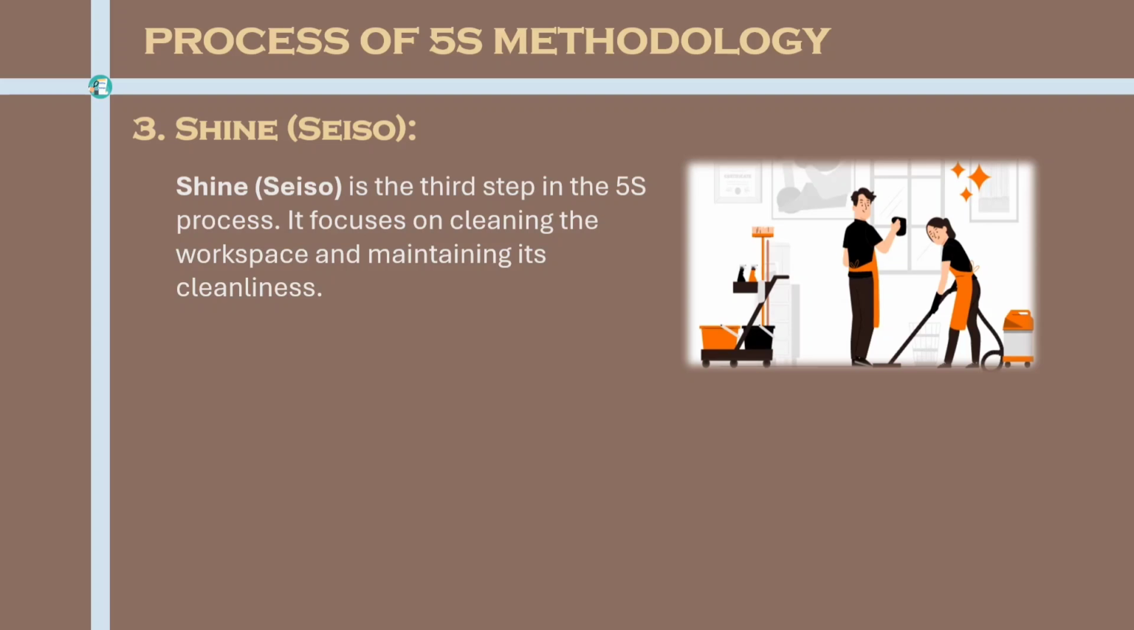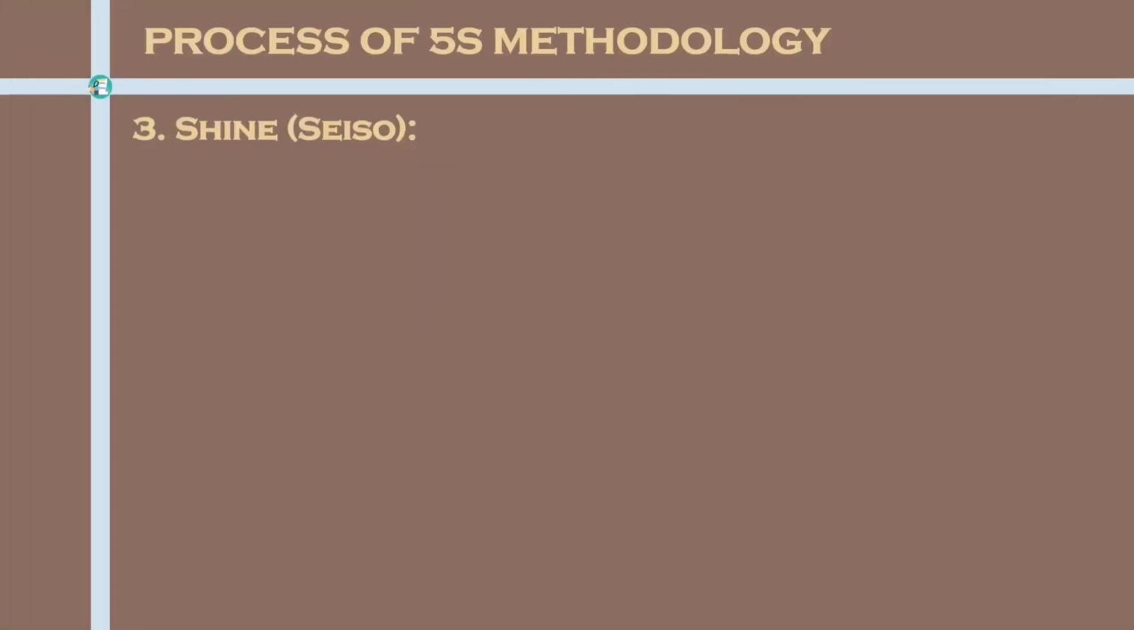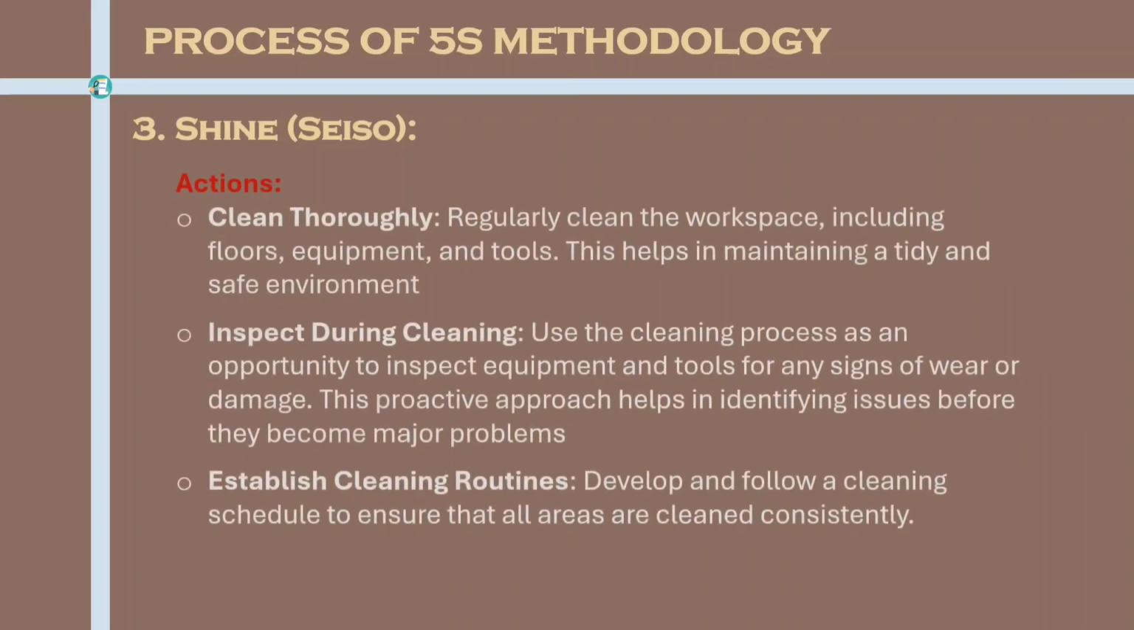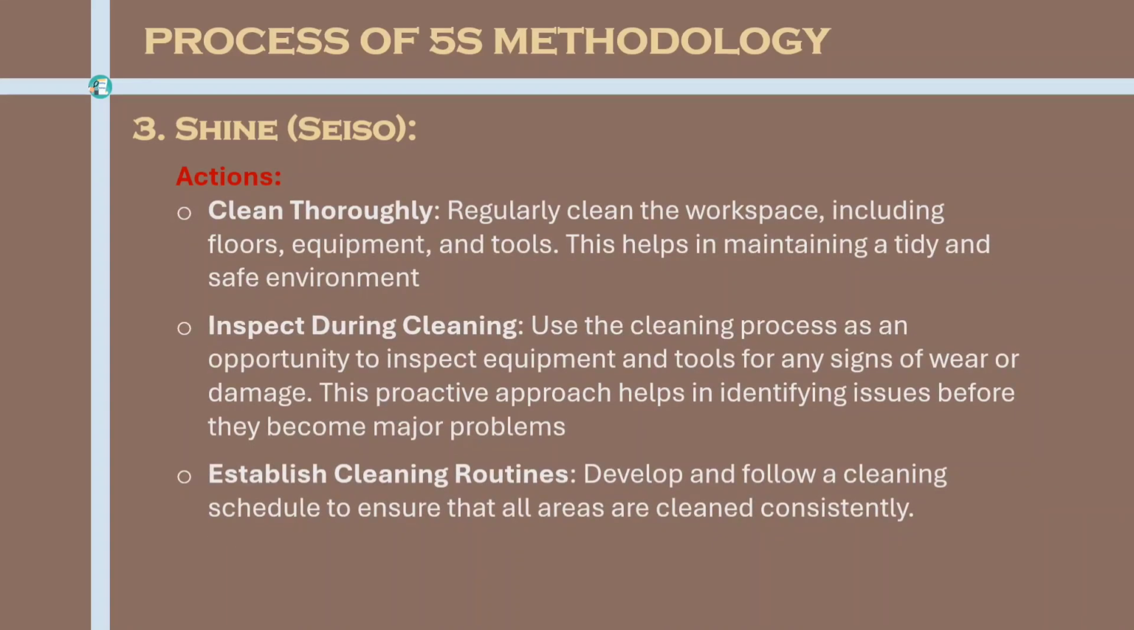The objectives of Shine or Seiso are to maintain cleanliness, inspect regularly, and promote ownership. The action plan for the implementation of Shine: clean thoroughly. Regularly clean the workplace, including floors, equipment, and tools. This helps in maintaining a tidy and safe work environment.